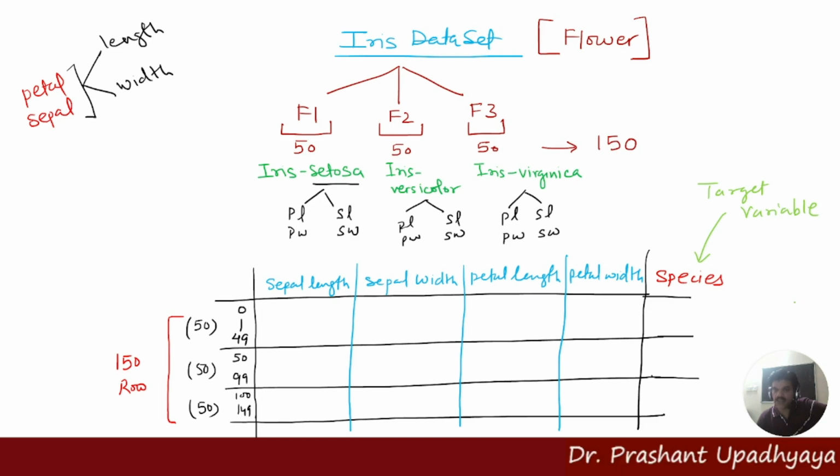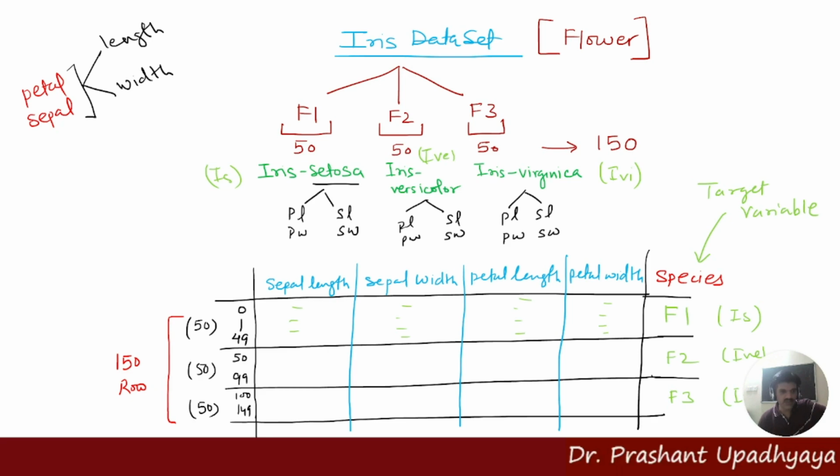Okay. And in this species, the first 50 flowers are the iris setosa. I'm writing the short form. So I have this flower here. Then we have got iris versicolor, let's say I'm writing this. So I'm having flower number 2. Then I have got this flower, iris virginica. So this is the flower number 3. Whatever the sepal length I'm having, I will provide the numerical values here. Okay, and then my data set is being created.